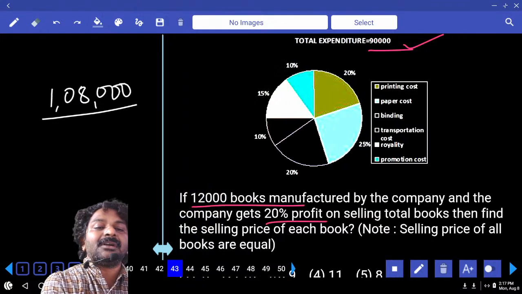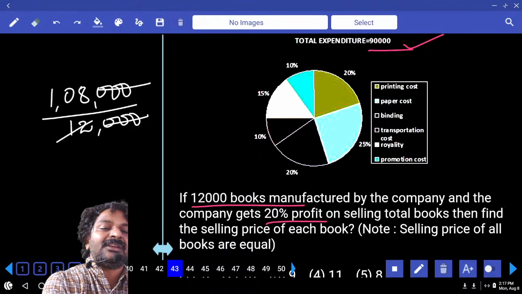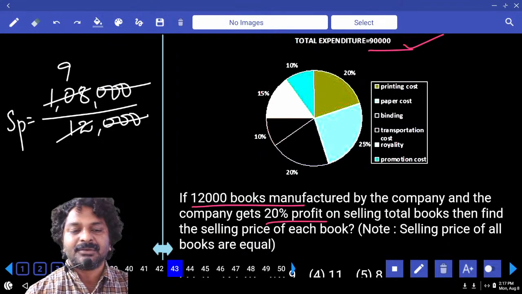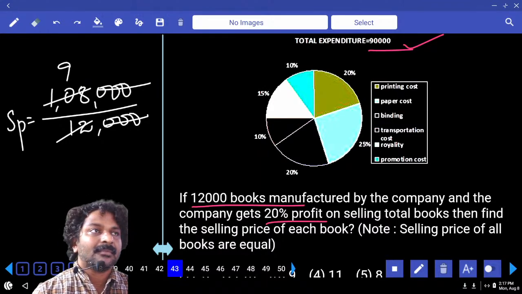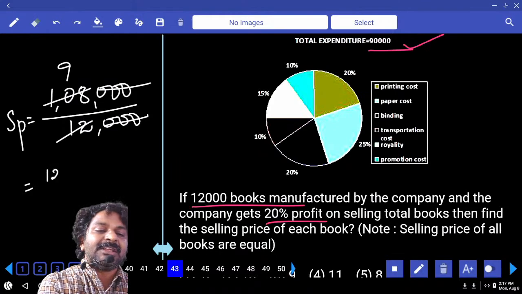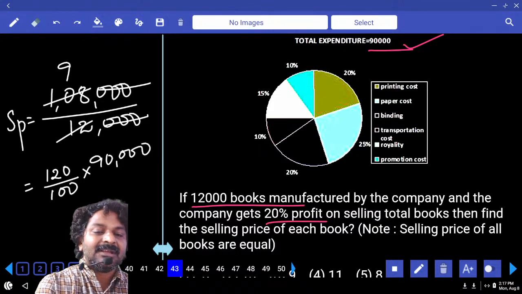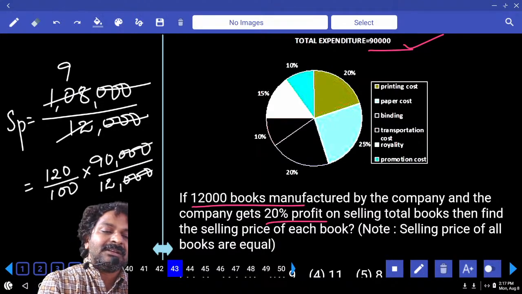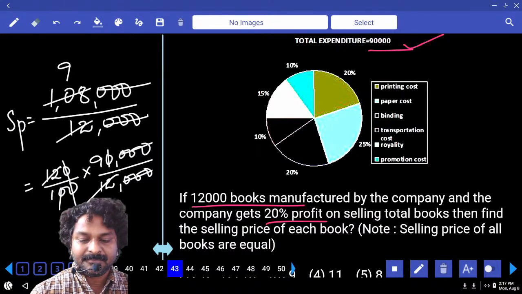And how many books is he selling? 12,000. Then per book cost is equal to this divided by 12,000 only. 3 zeros get cancelled. And 12 how many times? 9 times. So the selling price of each item is going to be 9 rupees. Or otherwise you can write like this, 120 percentage, that is 120 by 100 of 90,000. This is the selling price, and we are getting this by selling 12,000 books. 3 zeros cancel, 2 zeros cancel, 12 gets cancelled, and finally we have 9.